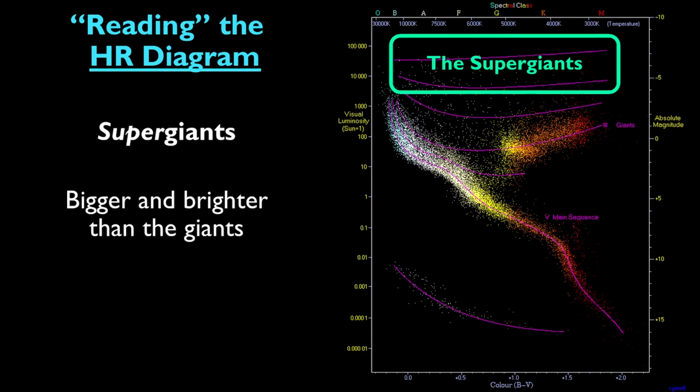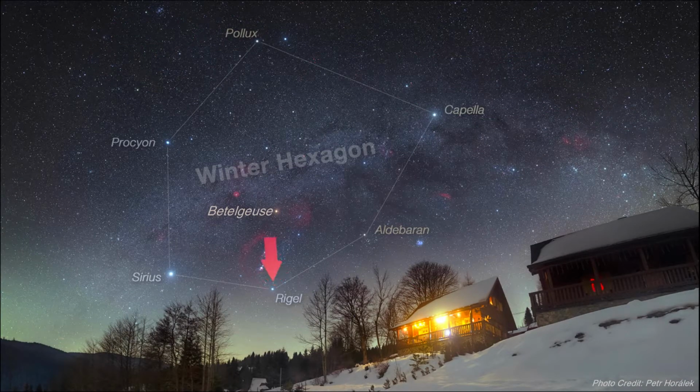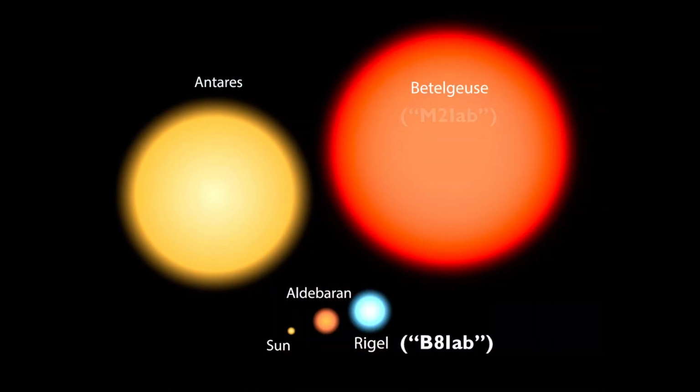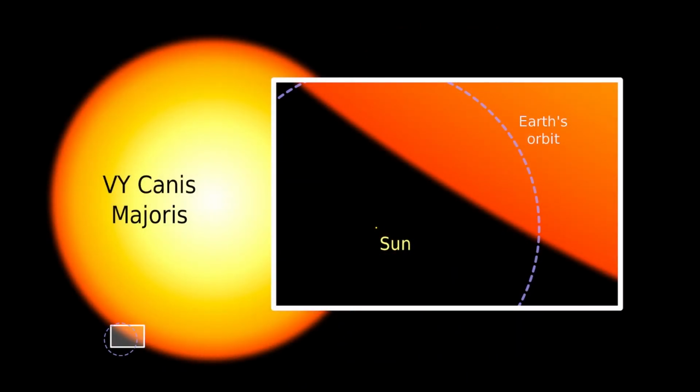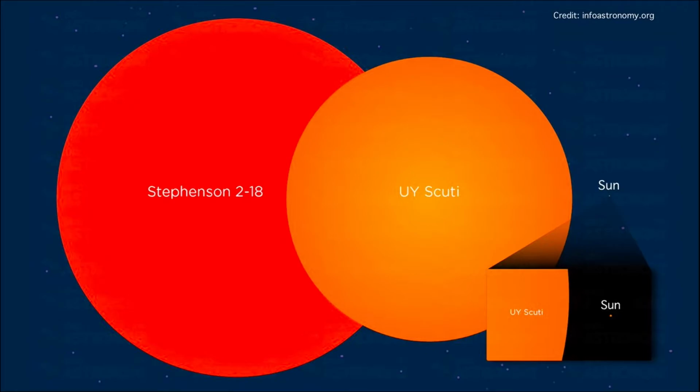These stars have a luminosity classification of class 1 with subcategories A or B. A more luminous supergiant has a luminosity class 1A, and a less luminous supergiant will be of luminosity class 1B. Both Rigel and Betelgeuse in Orion are examples of supergiants, and we can see them both here in this image, along with Aldebaran from before, and Antares, another supergiant. Supergiant stars can be really, really big, like VY Canis Majoris, or UY Scuti, or Stephenson 2-18, all of which are potentially the largest known stars to date.